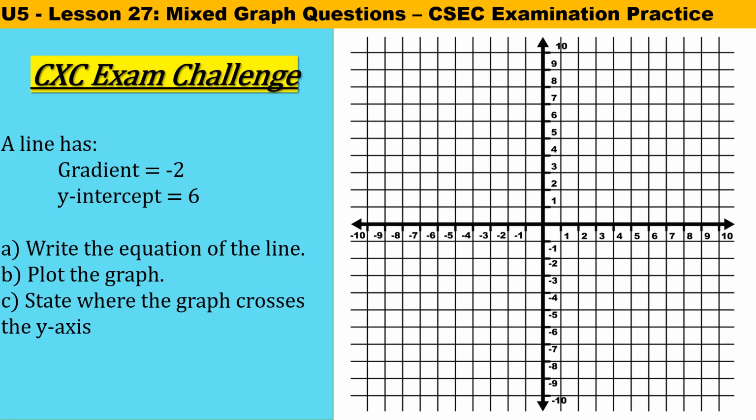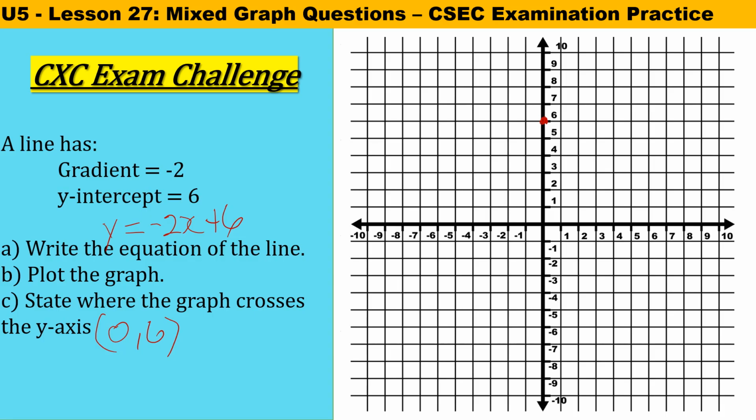So your equation of the line is going to be y equals -2x plus 6. And once you have identified that, you are going to plot your graph. You can go ahead and state where the graph crosses on the y-axis, which would be 0, 6. We are going to prove that to you. So let's go ahead and plot our graph at 0, 6. So here we are on our graph.